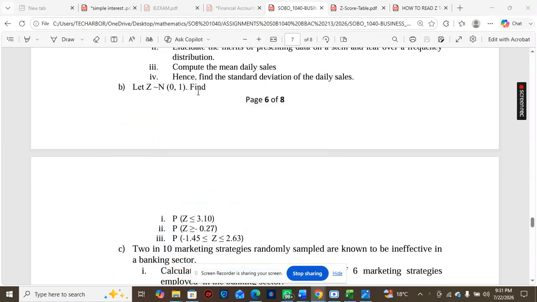Okay, colleagues, we've got this question which says, let Z, our standardized variable, follow a normal distribution with the mean, which is 0, and the standard deviation 1. Okay, colleagues, this is what this notation means. This question is just about calculating probabilities. It's all about calculating probabilities.